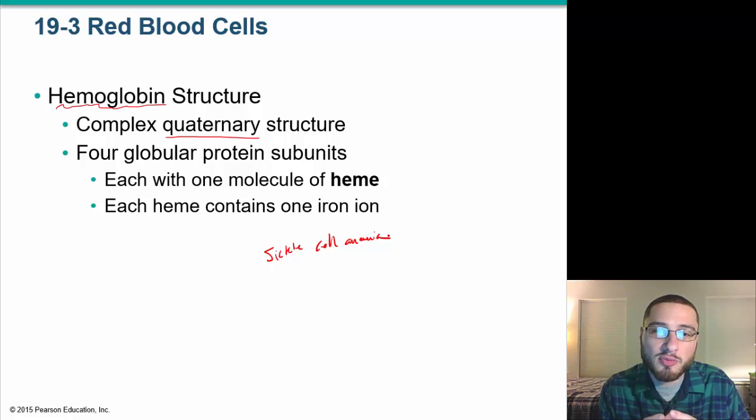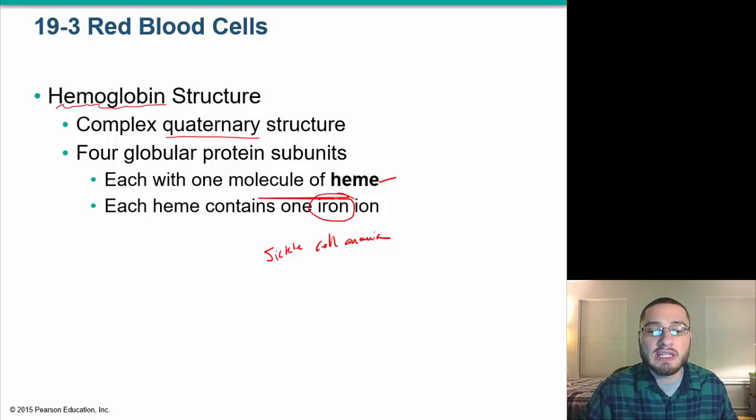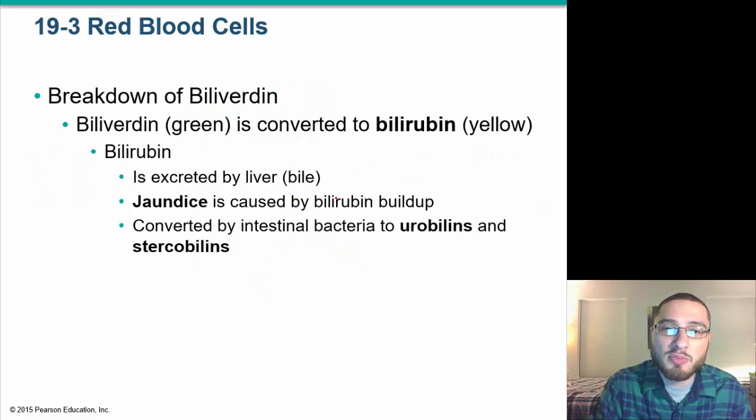So there are 4 globular protein subunits within this hemoglobin, each with 1 molecule of heme, and each heme contains 1 iron. This is why iron is very important in your diet. Here this shows you the structure. Breakdown of biliverdin. Biliverdin is a green color. It's converted to bilirubin, which is a yellow color. We see that bilirubin is excreted by the liver.